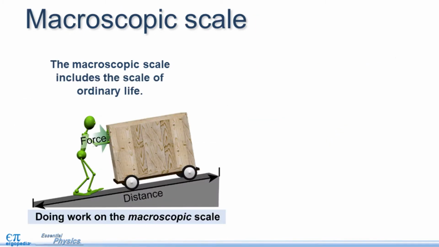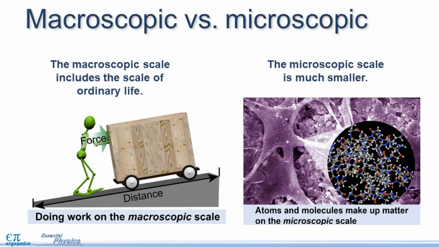When we talk about macroscopic scale, we're going to be talking about our everyday, ordinary life scale. When we talk about atoms and molecules that make up matter, or even going smaller than that, we start talking about the nucleus and the electrons, or even the quarks that make up the protons and neutrons, then we're talking about the microscopic scale or the quantum scale.